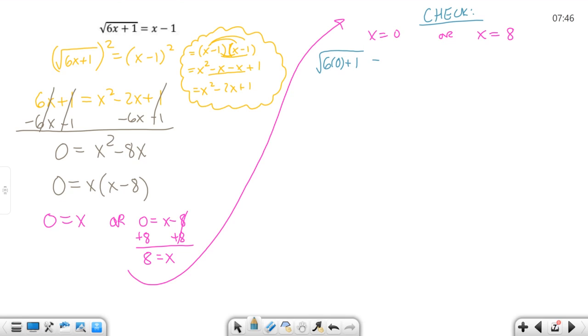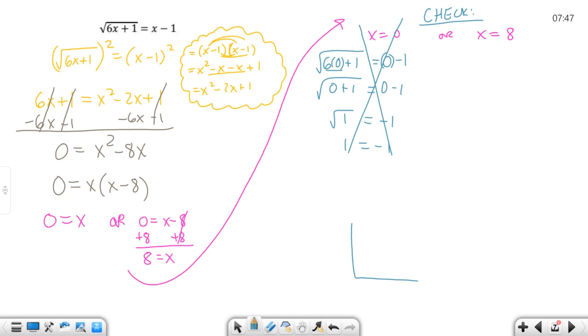All right, and then equals 0 plus 1, right? I'm sorry, not plus 1, minus 1. So this is going to be the square root. What is 6 times 0? 0 plus 1, and then keep going, square root of 1, and that's equal to 1. And over here, 0 minus 1. If they don't have the parentheses, which we don't need there, but again, I'm filling something in, so that's what I do just to show it, and we have plenty of steps here. 1 does not equal negative 1, so 0 does not work.